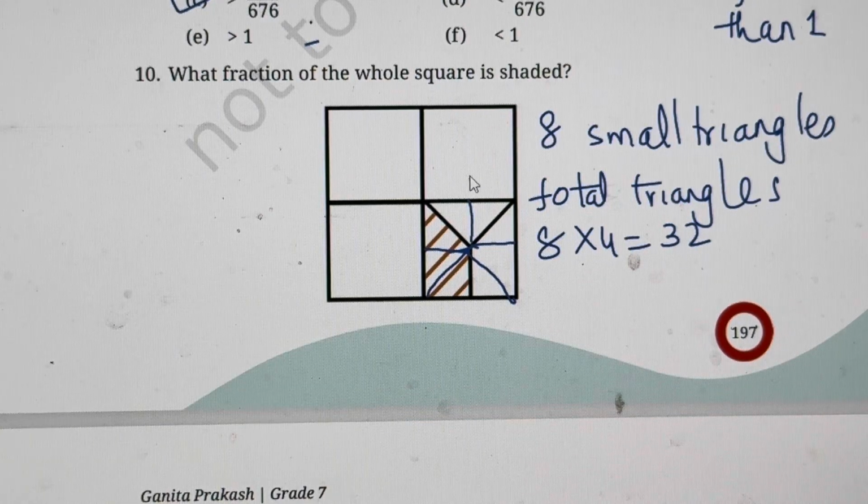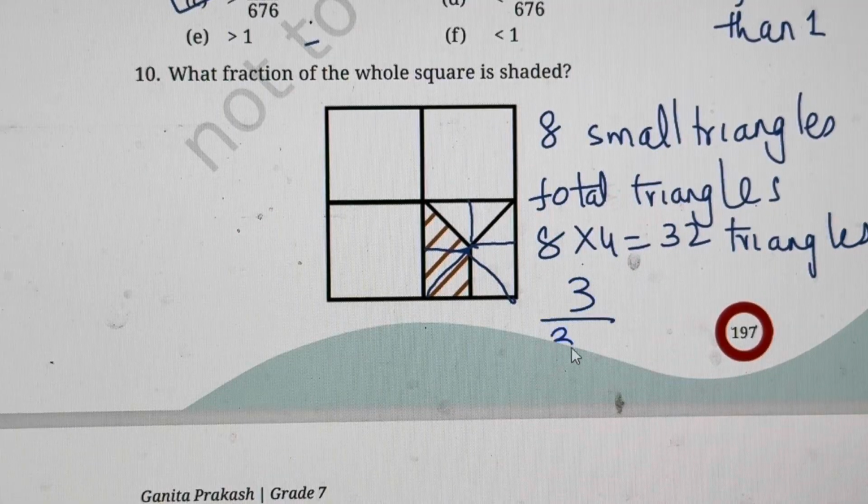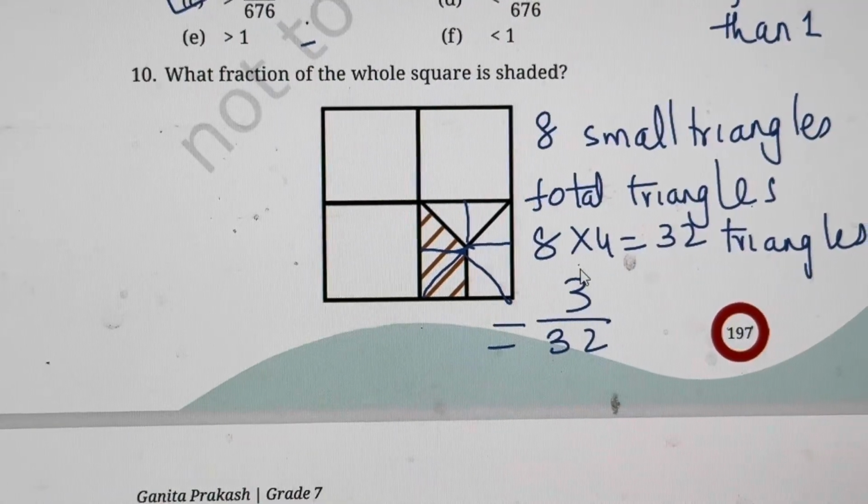So this has 8, so 8 here, 8 here, 8 here. So total 32 small triangles are there. And out of that, how many are shaded? 3 upon 32. So that's your answer. 1, 2, 3 are shaded out of total 32 parts.